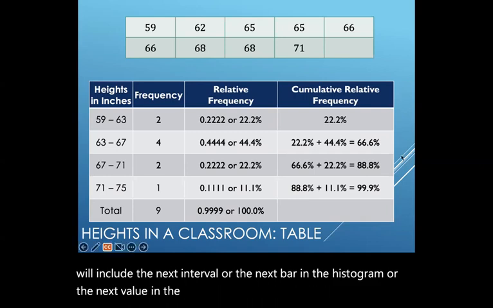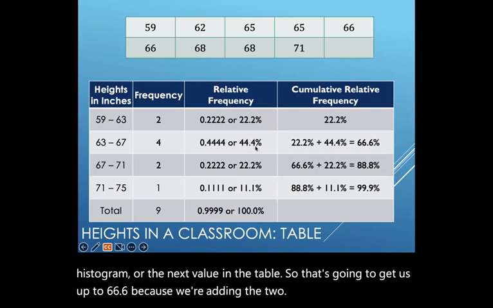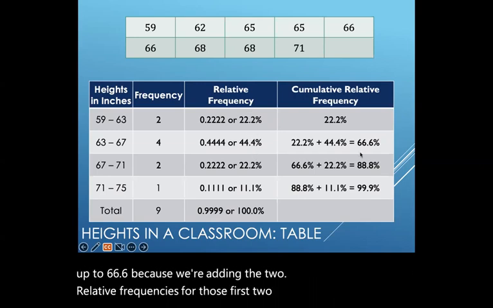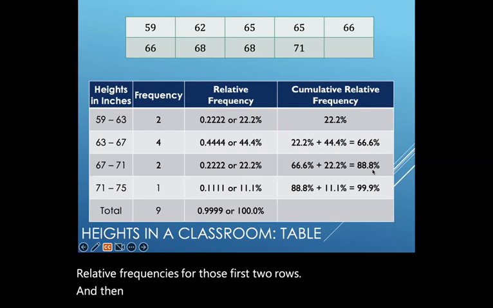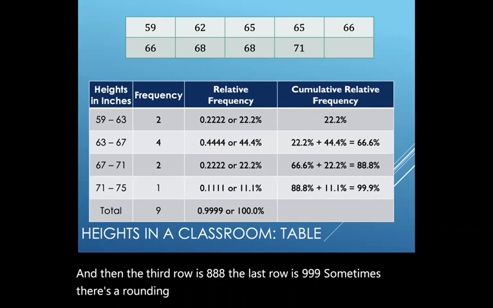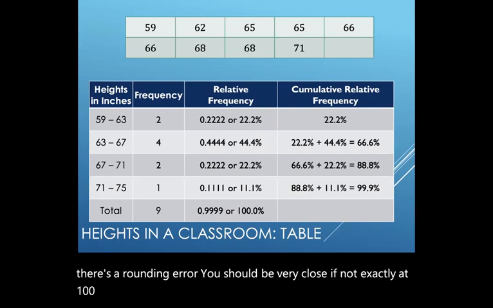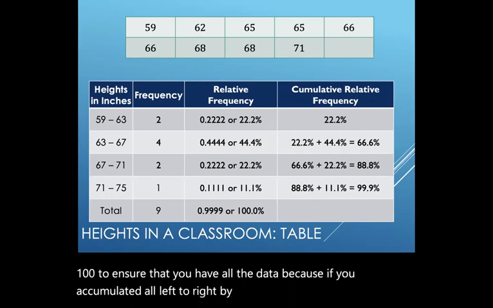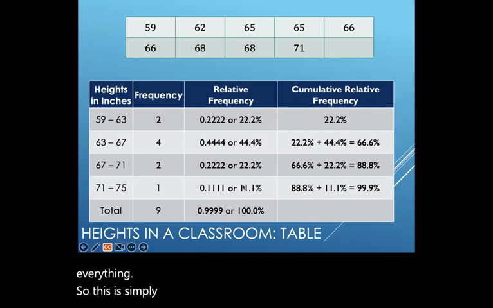So that's going to get us up to 66.6 because we're adding the 2 relative frequencies for those first 2 rows. And then the third row is 88.8. The last row is 99.9. Sometimes there's a rounding error. You should be very close, if not exactly at 100%, to ensure that you have all the data. Because if you accumulate it all left to right, by the end of that, you should have everything. So this is simply a rounding error due to the decimals.